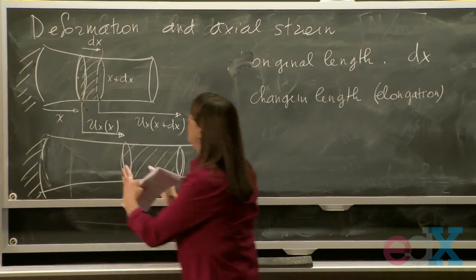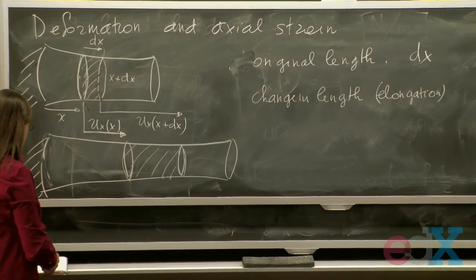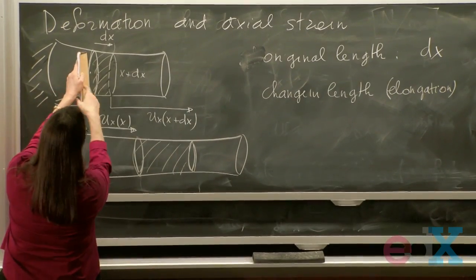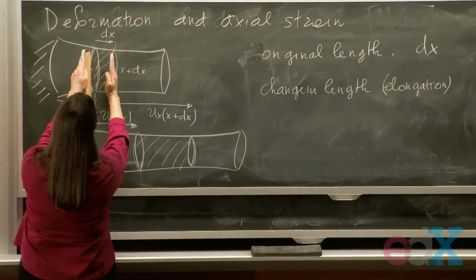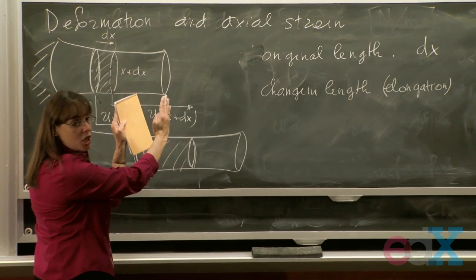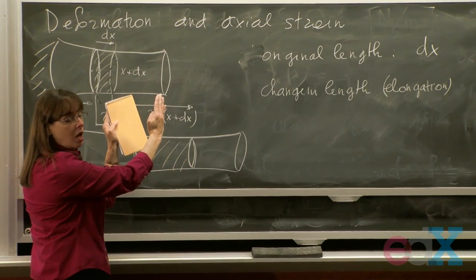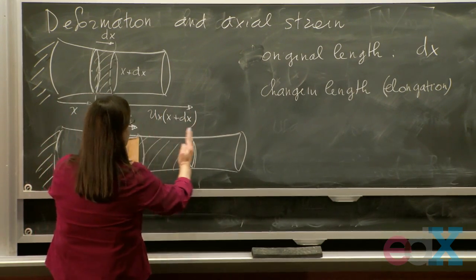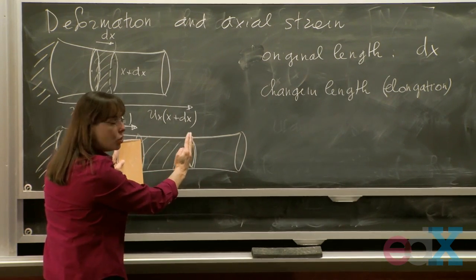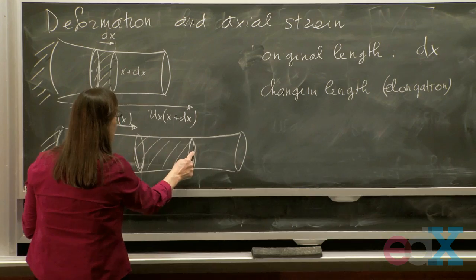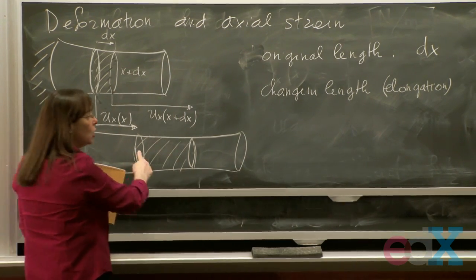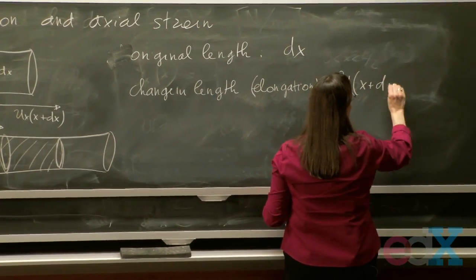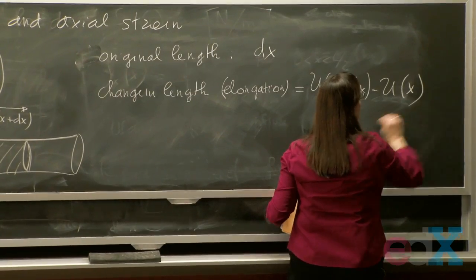is, well, say that ux is the same for this section and this section. Say that they move together by the same ux. Would that be a change in length? So why does this change in length? It changes in length because this one moves by the ux and this moves by a different amount. So the change in length is how much this one has moved minus how much this one moved. So the change in length is going to be u of x plus dx minus u of x.